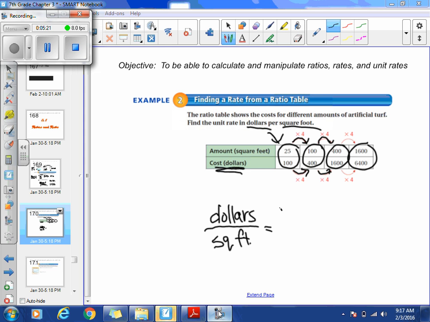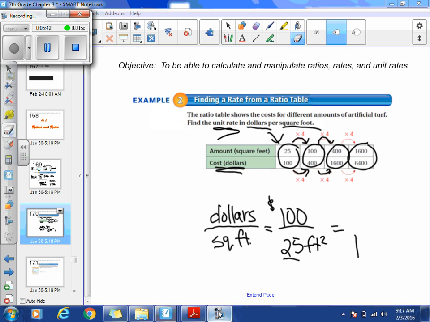So dollars is this bottom line. So $100. And how many square feet does $100 get you? It gets you 25 square feet. We want to find the unit rate. So we want to find out not what 25 square feet cost, but what 1 square foot would cost. I'm going to label that with feet squared because it's faster.